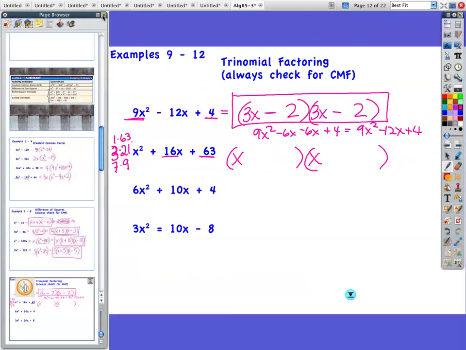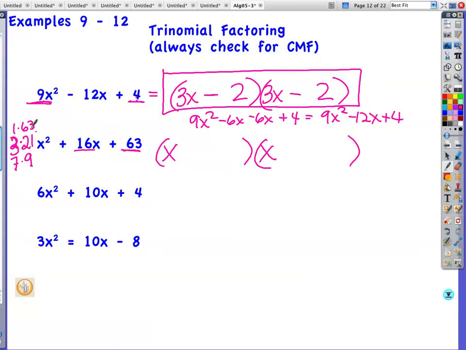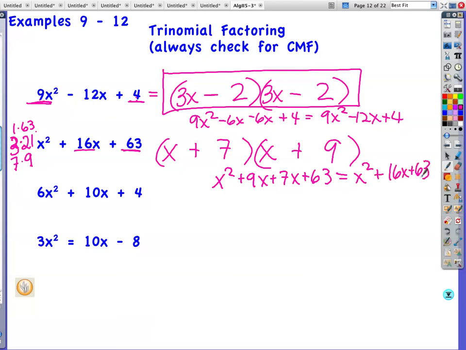60. If my middle number was like a 64, then I might want to work with 1 and 63. So let me go with the 7 and the 9. Everything's positive here. How do I check? x squared plus 9x plus 7x plus 63 is the same as x squared plus 16x plus 63. Ooh, that matches. How lovely is that? Done.